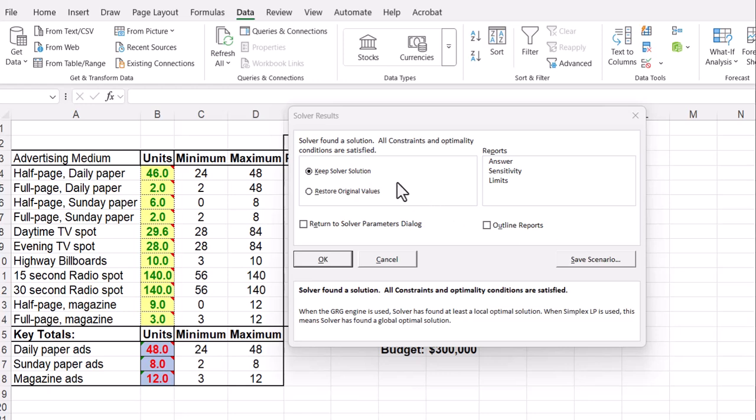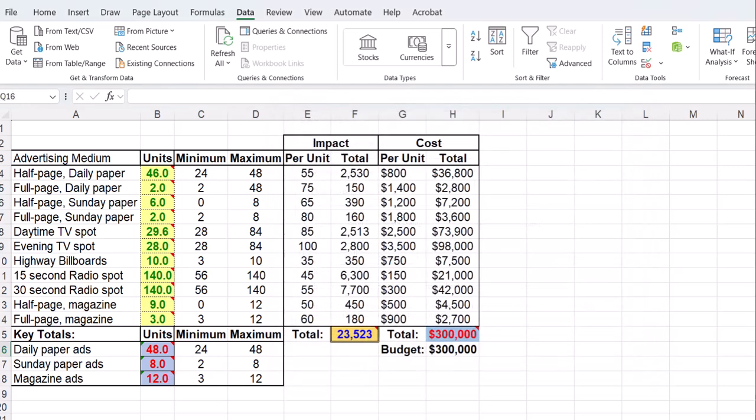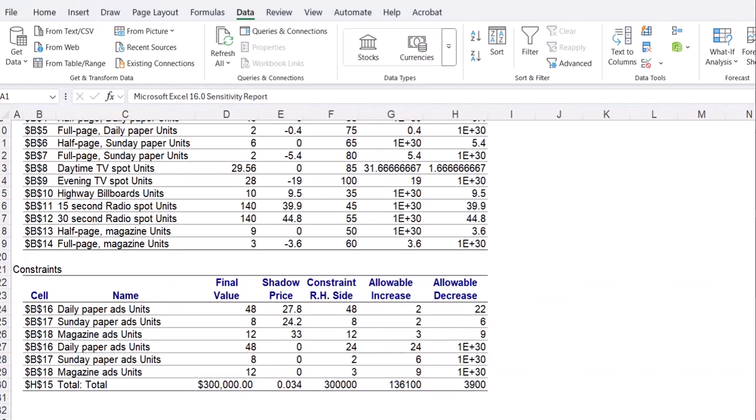So what this meant was once Solver finds a solution, you're going to want to make sure to highlight sensitivity and then say OK. And what that's going to do is add a sheet to your workbook with your sensitivity report. You will have a sensitivity report for each of the scenarios. I posted a document in Canvas that's just a one-page document on how to read a sensitivity report. What I'm really concerned about is the constraint section.